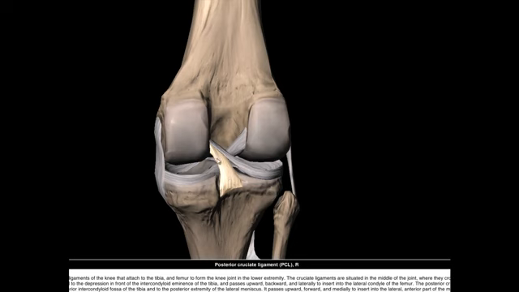Now the PCL checks posterior translation of the tibia. So if the tibia wants to slide posterior against the femur, it's going to be checked by that PCL, and it carries about 93% of the load in posterior translation of the tibia. Tension in the PCL may be vital in lateral rotation of the tibia during terminal rotation. So as we look at that terminal extension, the tibia rotates, and the PCL is going to be very important in providing a pivot point for the tibia to rotate.